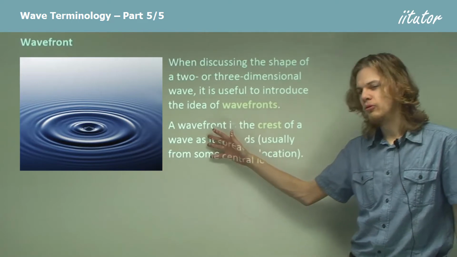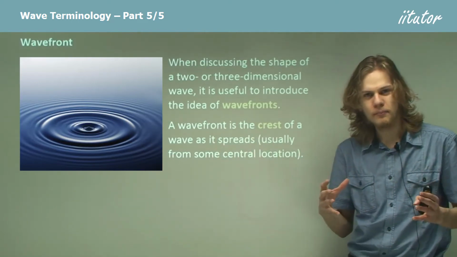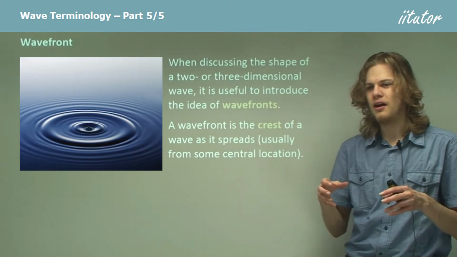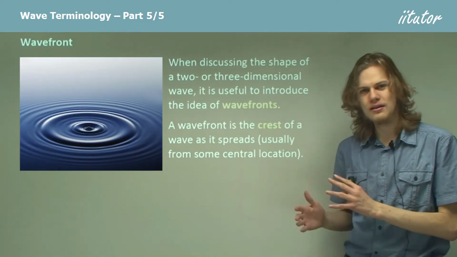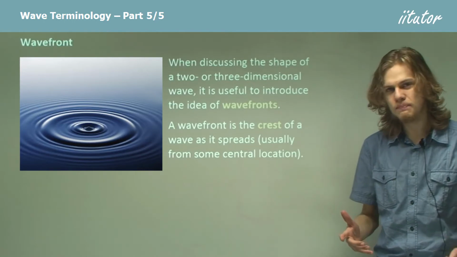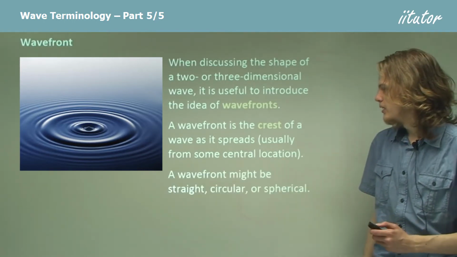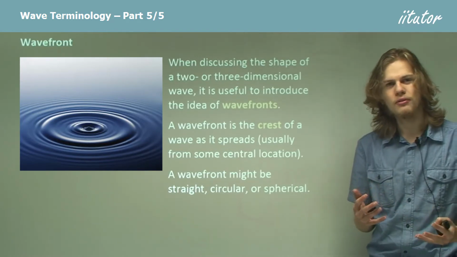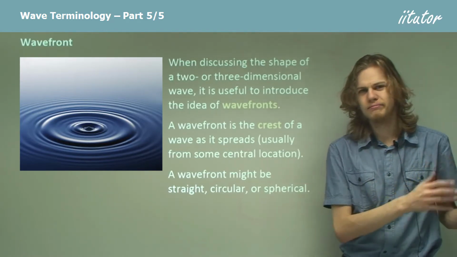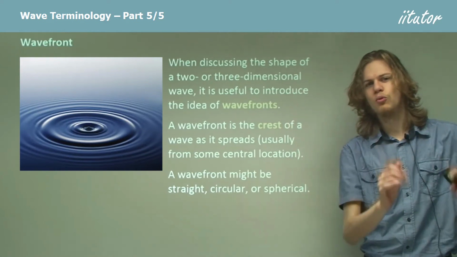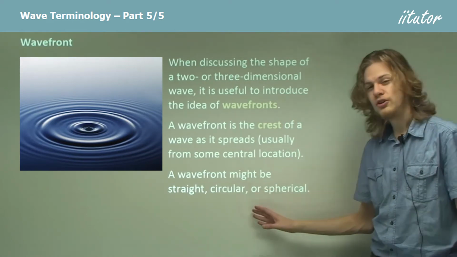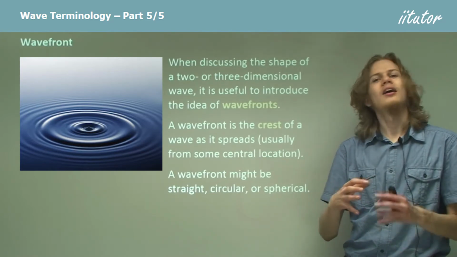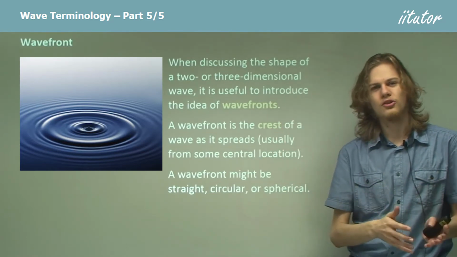So in the case of a ripple, the wavefront will be circular and it will spread out in all directions. We can sort of say that this wavefront is the location of the wave when we're analysing how it moves. So it might be straight. Waves on a beach are often seen as being pretty straight, just flat lines moving toward the shore. They might be circular, like in this example, or they could even be spherical, like a sound wave spreading out from a source of sound.